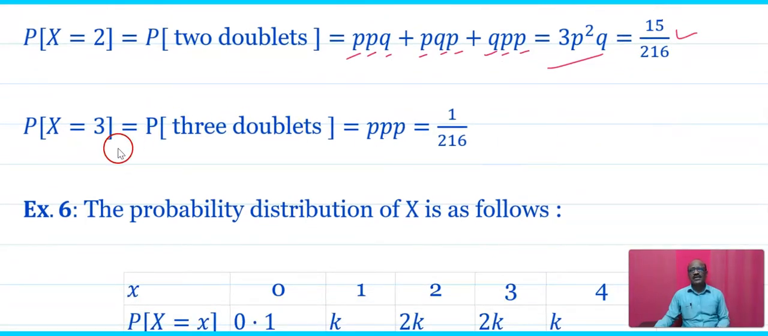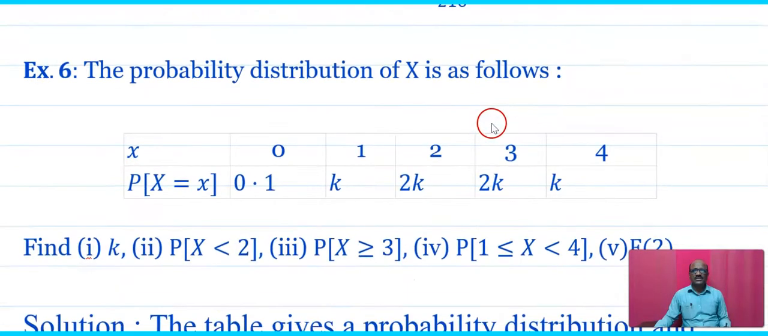When you get 3 doublets, 3 doublets means what? P, P, P. The possible values, that is, P is 1 by 6, 1 by 6, and 1 by 6. 1 into 1 into 1, and 6 into 6 into 6. Then you will get 1 upon 216.